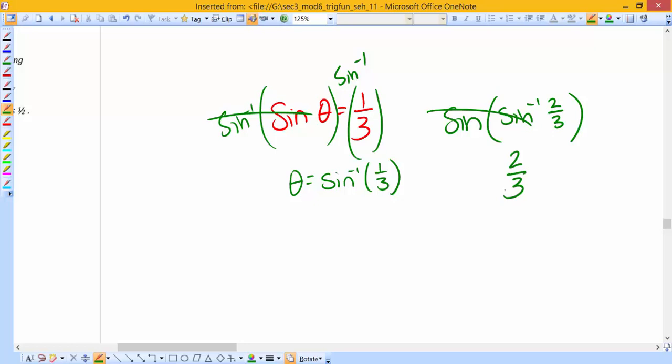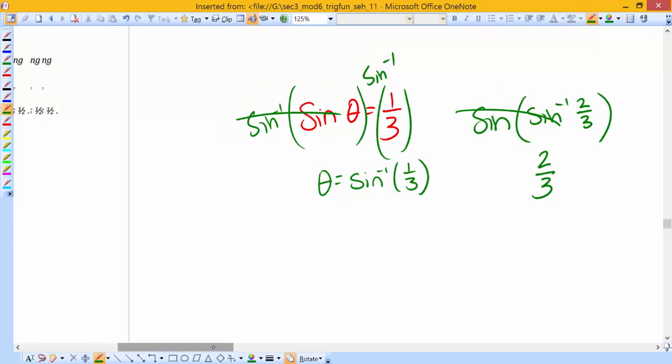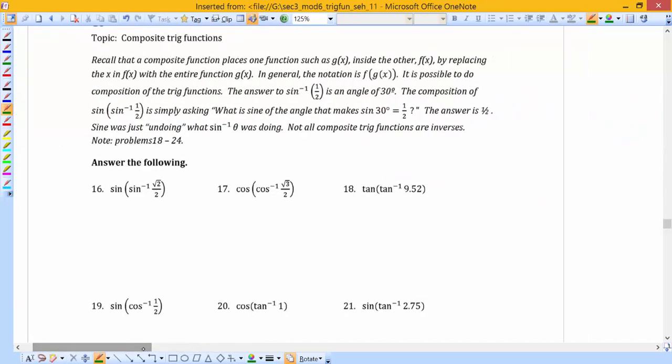They undo themselves. The tricky part is when they're not the same function. When you have a sine and a cosine together, or a cosine and a sine, or a tangent with a cosine, you're going to need your unit circle.